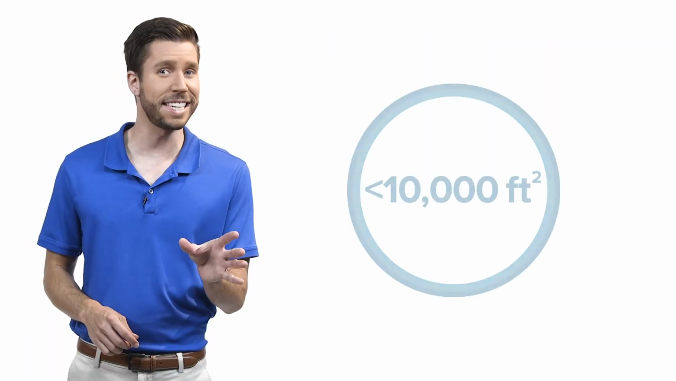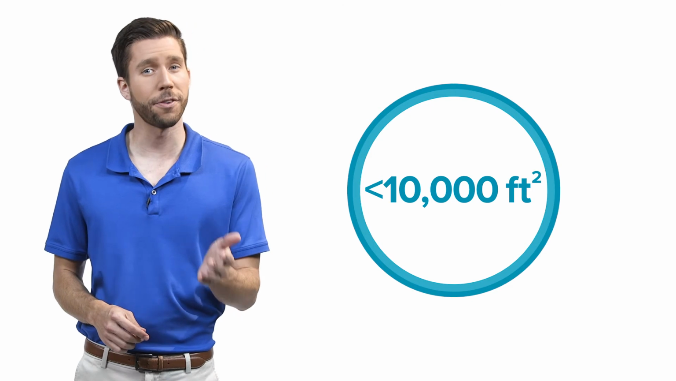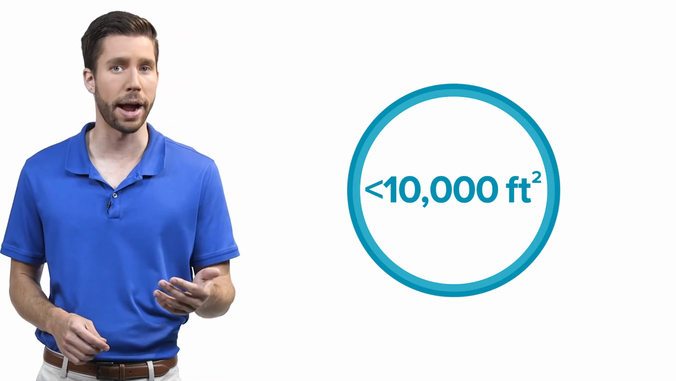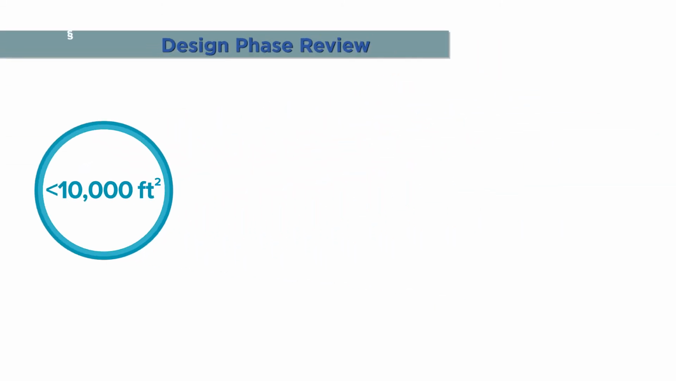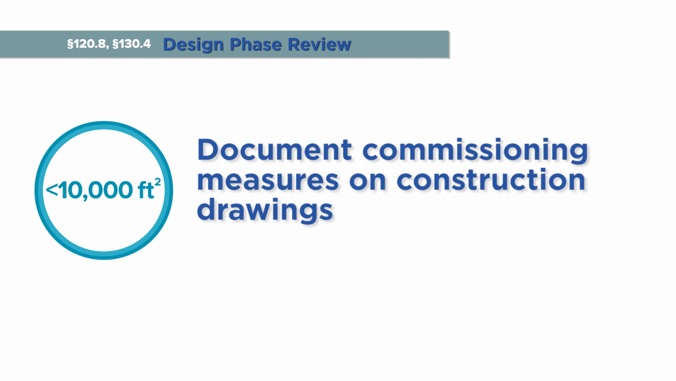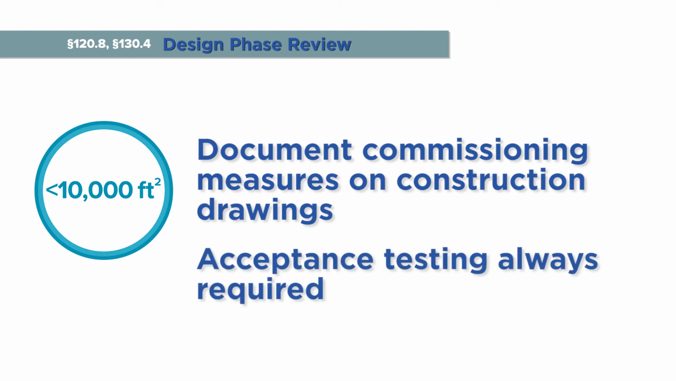For buildings less than 10,000 square feet, only a few of these commissioning measures are required for compliance with the standards. Project teams must conduct a design phase review and include commissioning measures on construction documents. Also, while functional performance testing does not need to be documented as part of the commissioning process described in Section 120.8, acceptance tests must still be conducted per Section 130.4 in order to gain an occupancy permit.